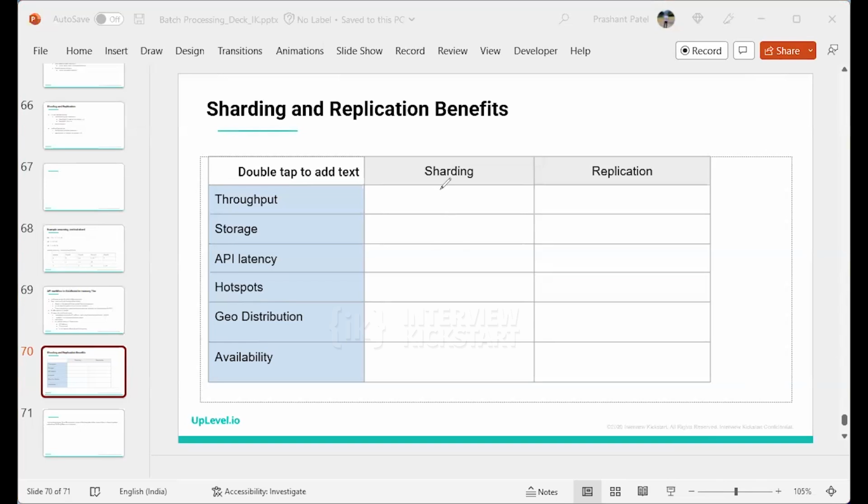Probably yes for throughput if we have the sharding. For replication, yes. For storage, does sharding have any benefit? Yes, we had. Replication, no. Okay, so the benefit would increase.